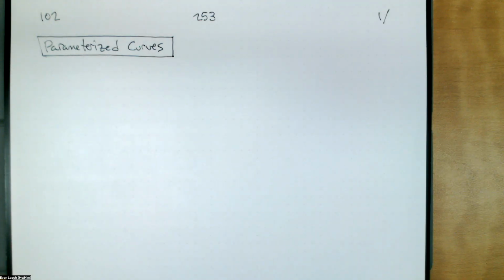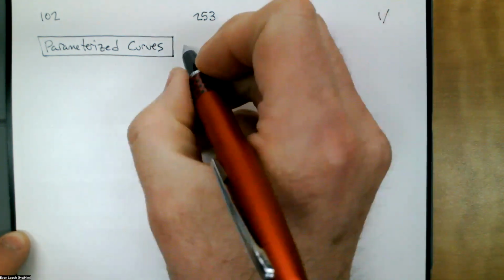If you recall, yesterday we talked about parameterized curves. This is where we describe coordinates as a function of some parameter. The main motivation for this, at least for now, is that we want to be able to describe a one-dimensional curve in three-dimensional space.